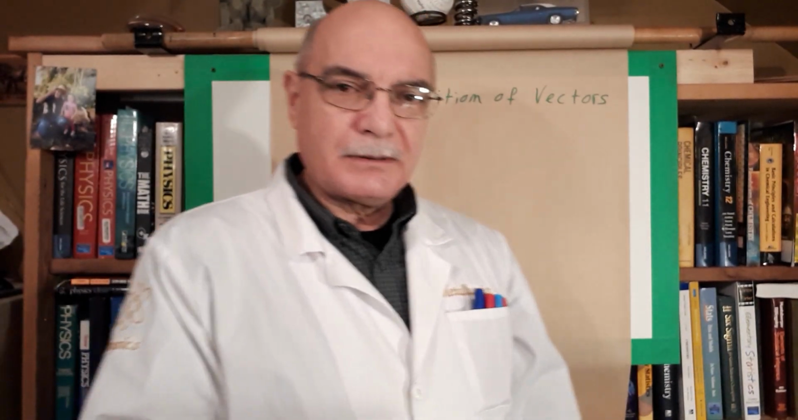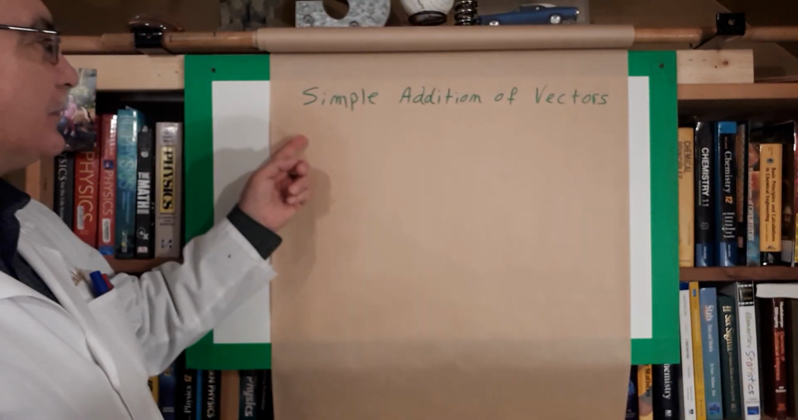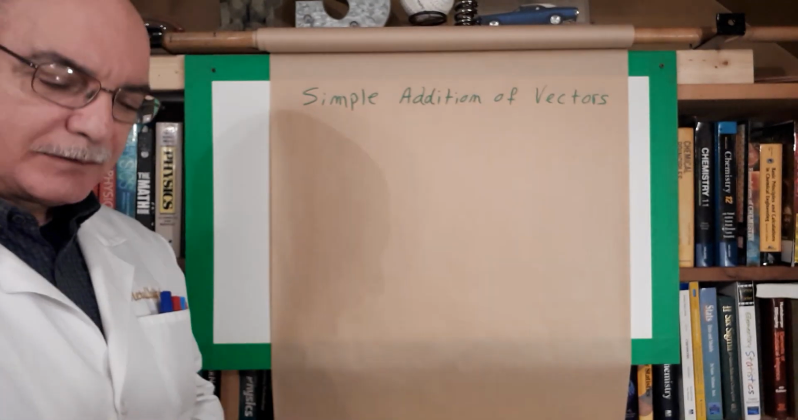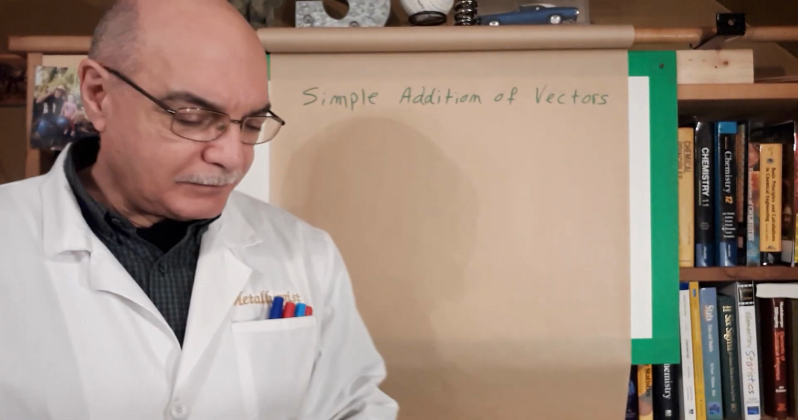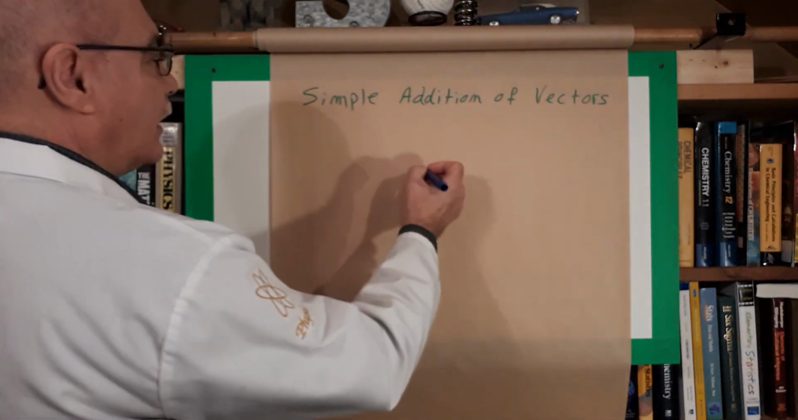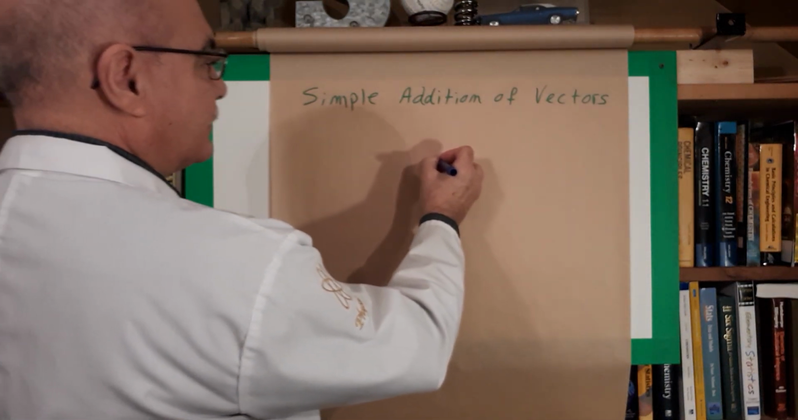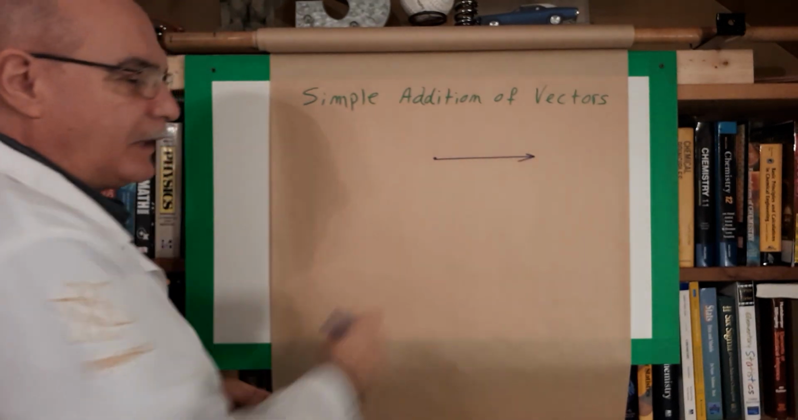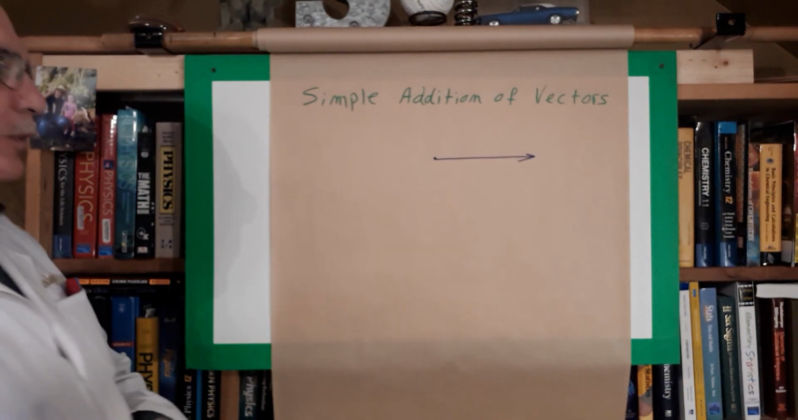In this video, I'd like to have a short conversation regarding simple addition of vectors. Now, vectors are generally depicted as arrows. I'm just going to draw an arrow here. Consider this to be a vector. And in my case right now, I'm going to use this as a force vector.